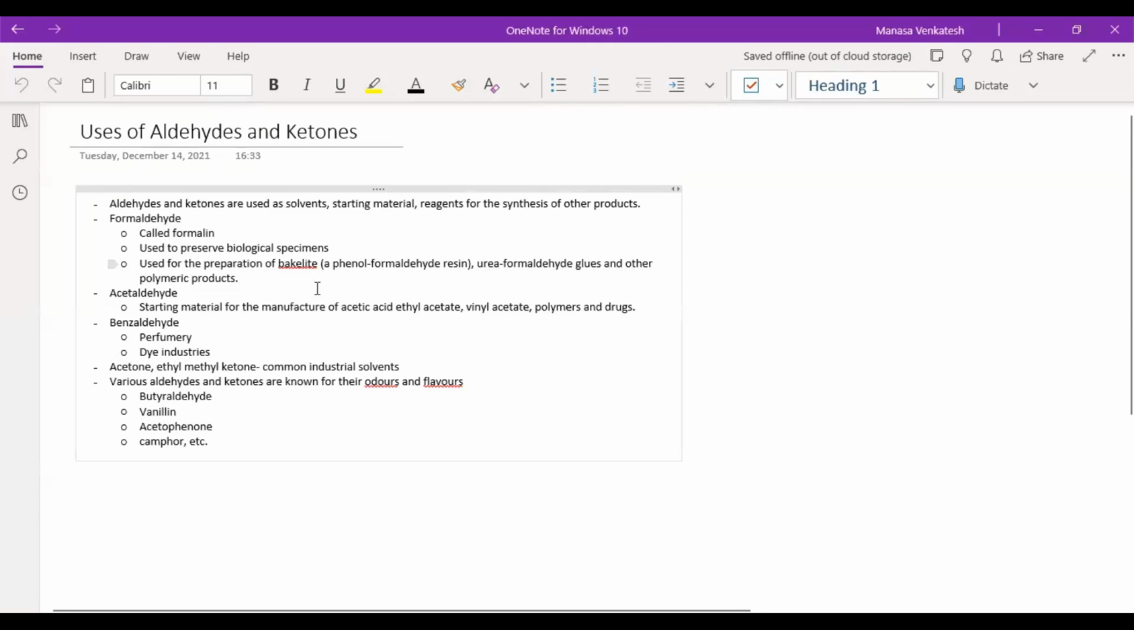Aldehydes and ketones have various uses, as written in this particular note, and you can go through all of them. One unique use I've always found for aldehydes and ketones is their odors and flavors. They're used in perfumes and as flavoring agents, and I've always found that extremely fascinating. And the thing is, lower aldehydes generally have a very weird, bad odor, but as you go up to higher aldehydes, they have very good, fruity, and amazing odors. So just go through the various uses of aldehydes.